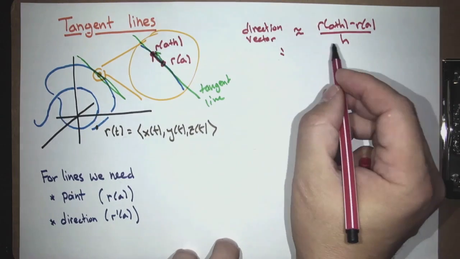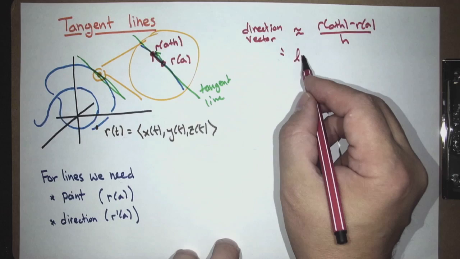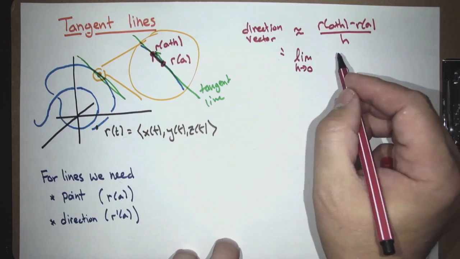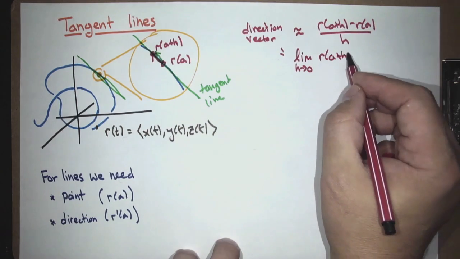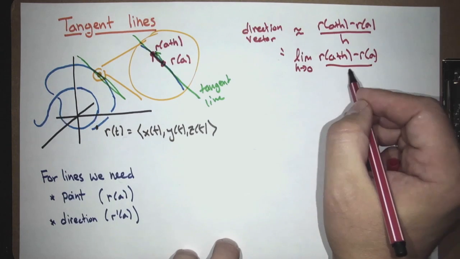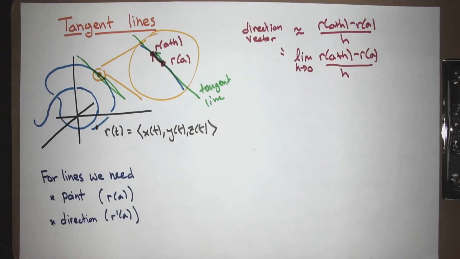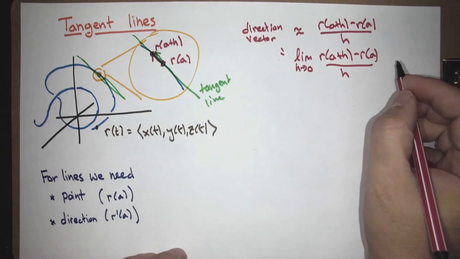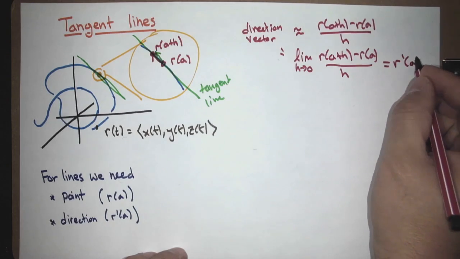So our direction vector, it's a good approximation if h is small. The best approximation is if you say, what happens as h goes to 0? r of a plus h minus r of a over h. Well, that's your derivative. And if you remember, when we think about taking derivatives, we do them one entry at a time. So when you look at your x entry, you're taking the derivative of the x entry. When you take the y entry, you're taking the derivative of the y entry, and so forth and so on. We call this r prime at a.